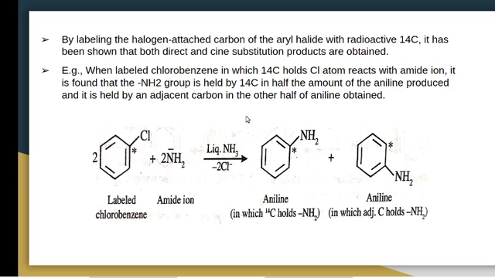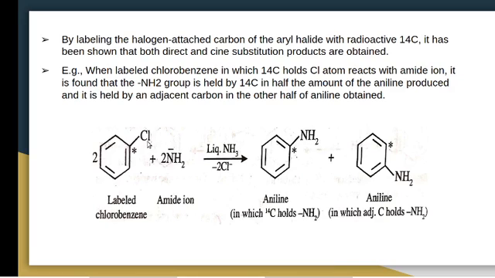Supportive evidence for the elimination addition mechanism is obtained by labeling the halogen attached carbon of the aryl halide with radioactive carbon, that is carbon 14. It has been shown that both direct and cine substitution products are obtained. When labeled chlorobenzene in which carbon 14 holds the chlorine atom reacts with amide ion, it is found that the NH2 group is held by carbon 14 in half the amount of the aniline produced, and it is held by an adjacent carbon in the other half of the aniline obtained. Labeled.